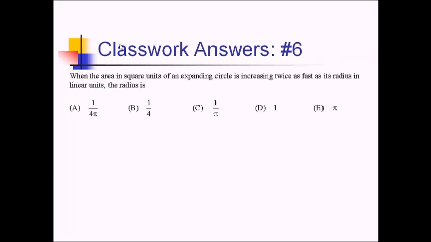On this problem, when the area of an expanding circle is increasing twice as fast as its radius, what is the radius? So let's start by writing the area formula for a circle, since that relates area and radius. So A equals pi r squared.